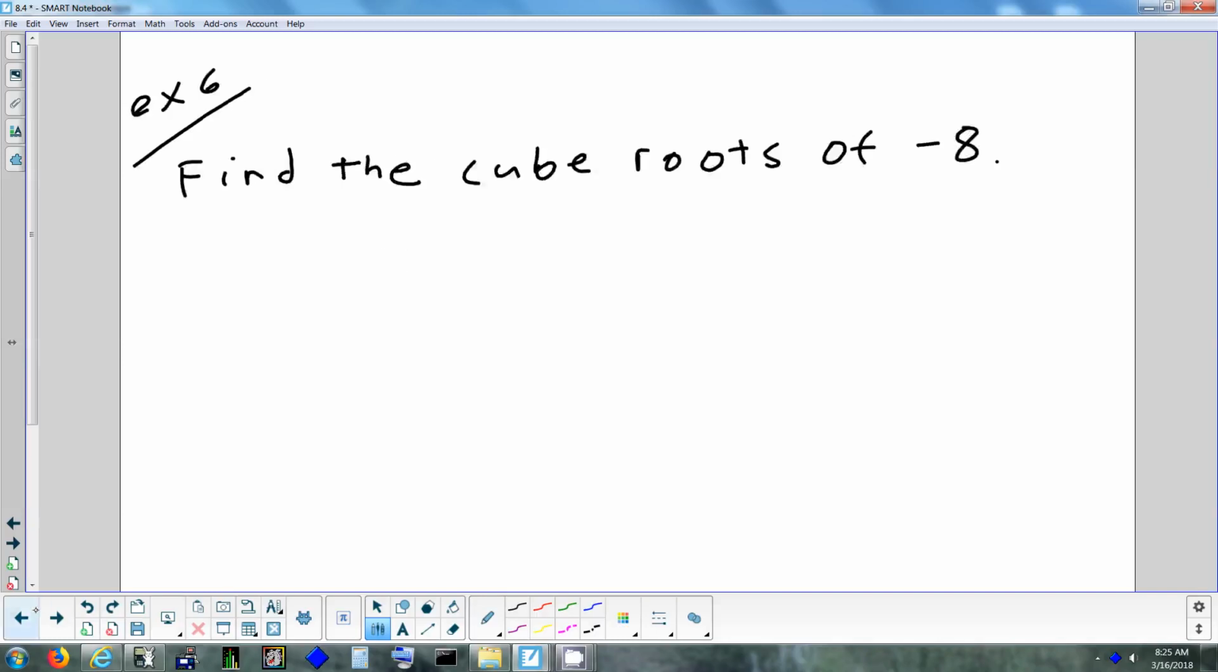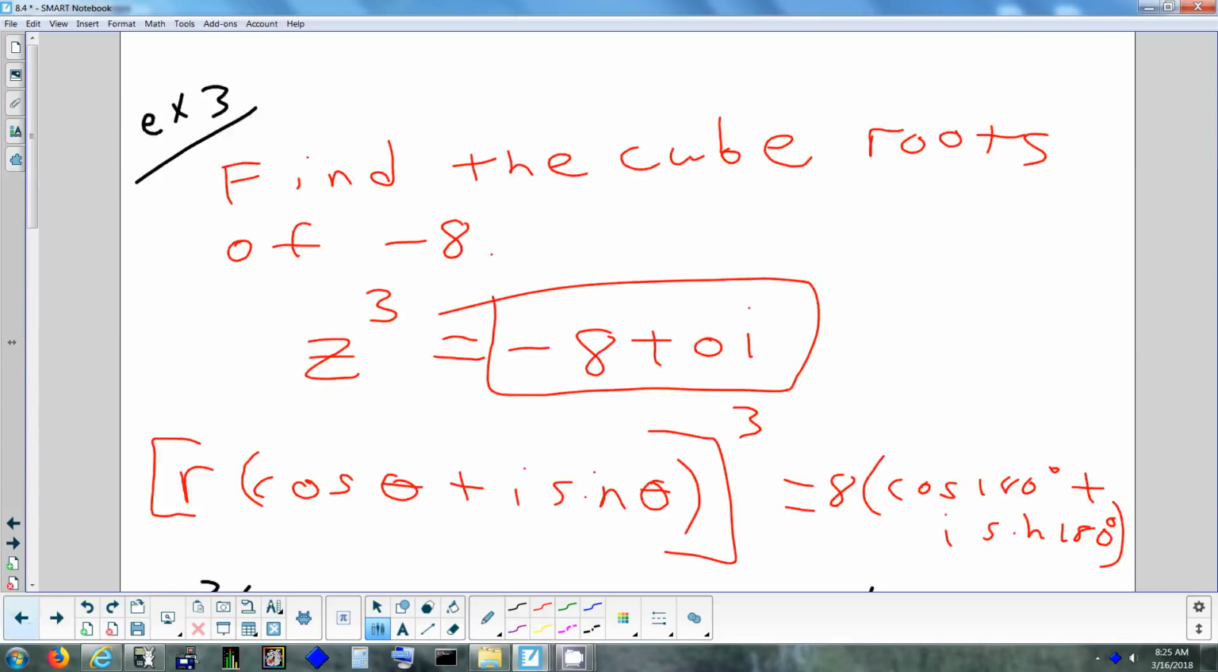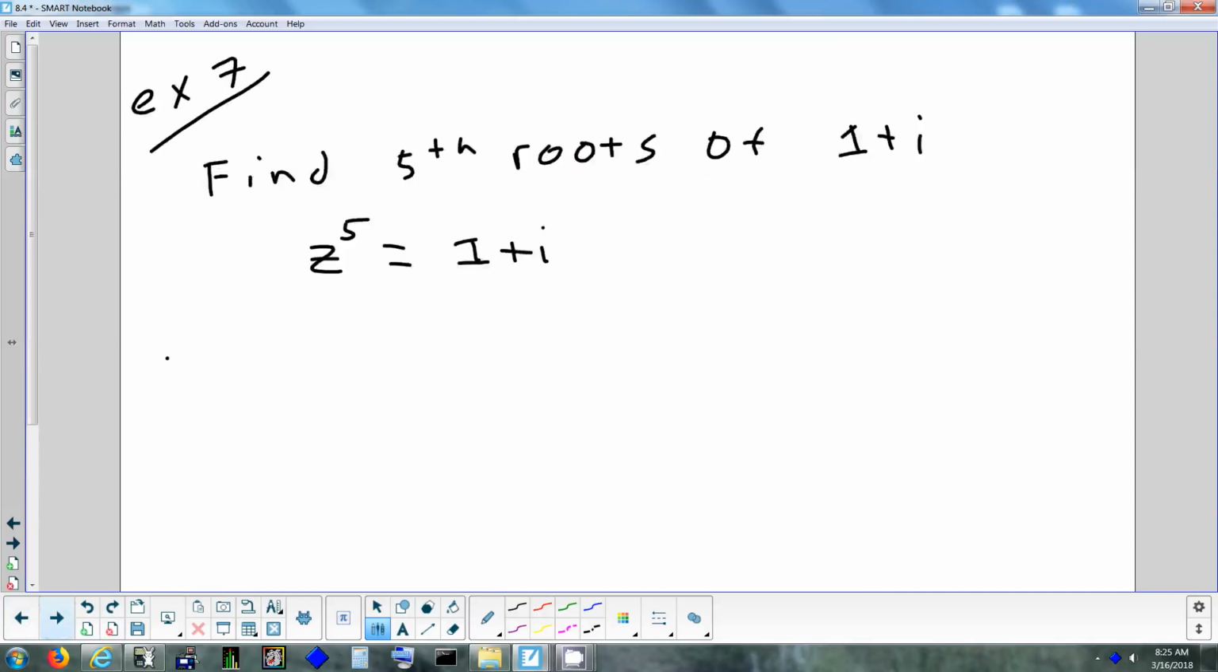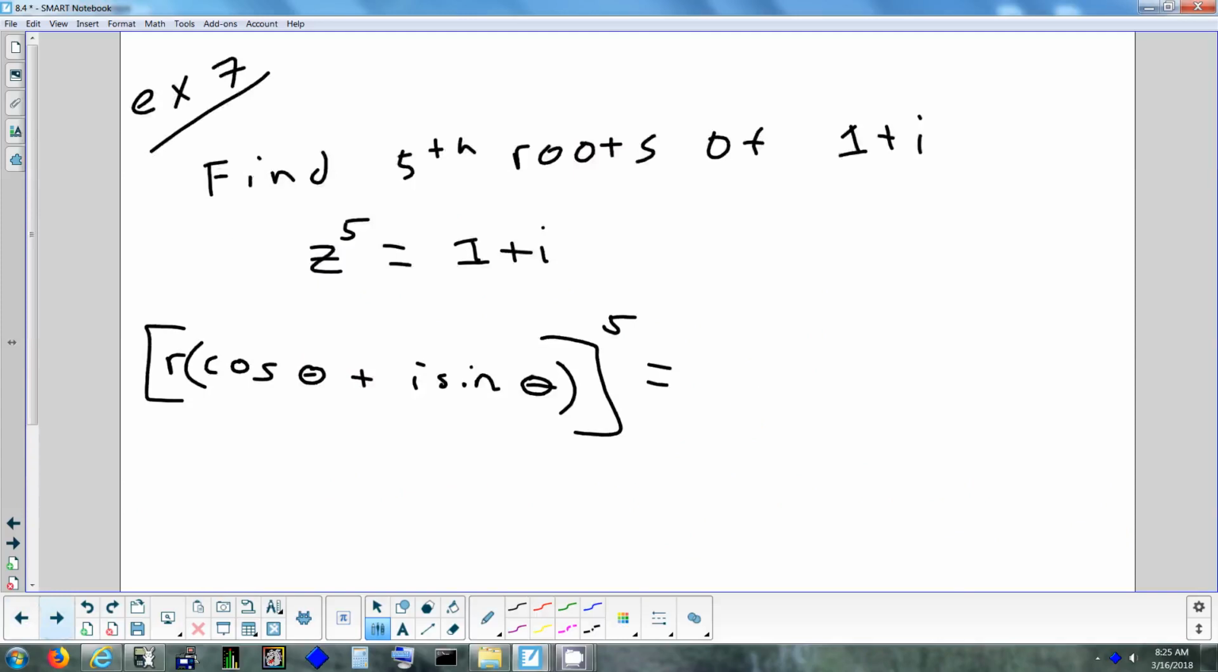All right, so first thing we're gonna do is exactly what we did right here. Fill in exactly what I just circled, except now it's to the 5th power. It's r(cosine theta plus i sine theta), and that's all to the 5th. And now we need to change 1 plus i into trig form.